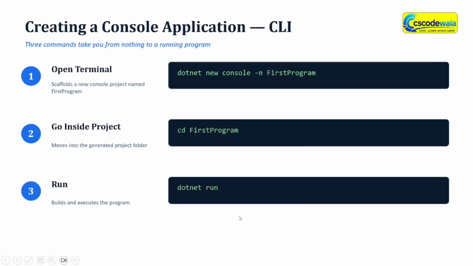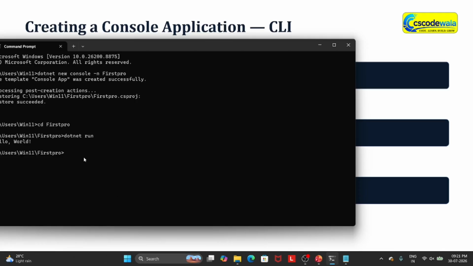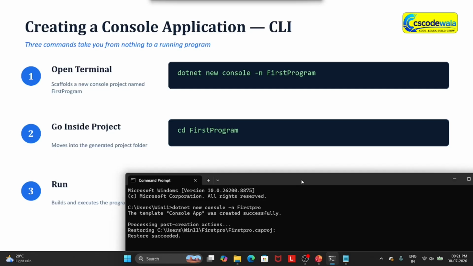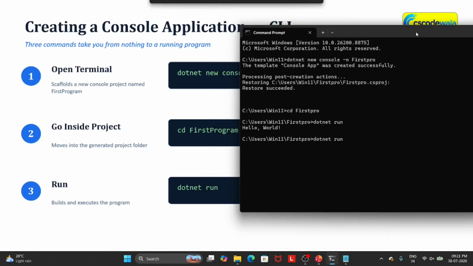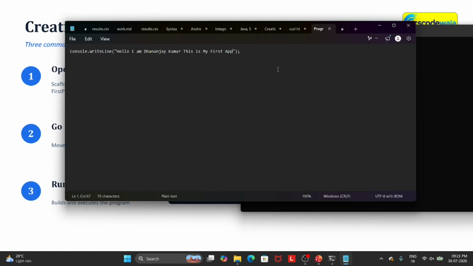And here again we open the terminal and simply run it with the command. What is the run command? The run command is dotnet run. Hello, I am Dhananjay Kumar. This is my first app. Here we typed in the Program.cs file.